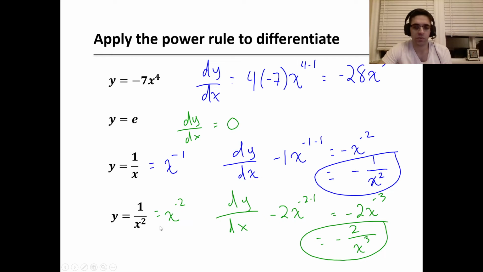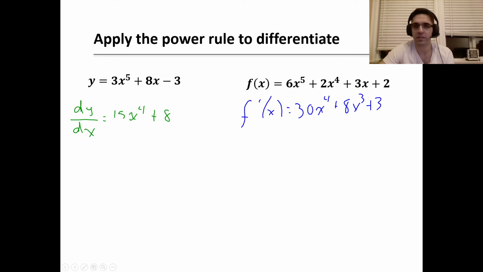The fourth example we can write as a power function x to the power of -2. So dy dx is -2 times x to the power of -2 minus 2, which would be -2x to the power of -3. We can make that exponent positive by writing it -2 over x to the power of +3.